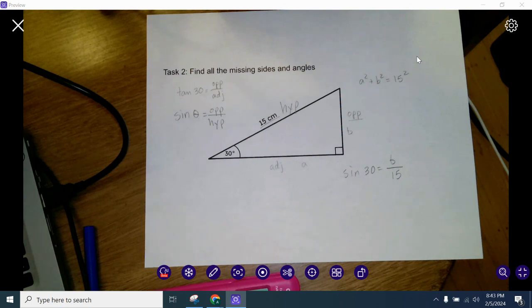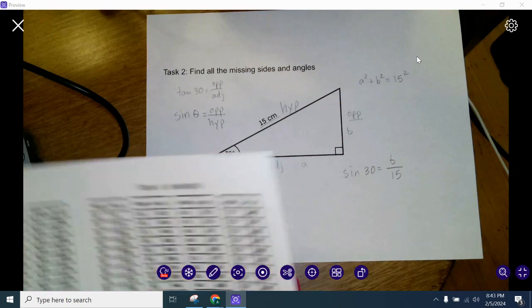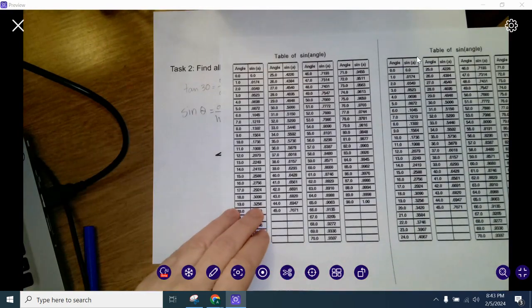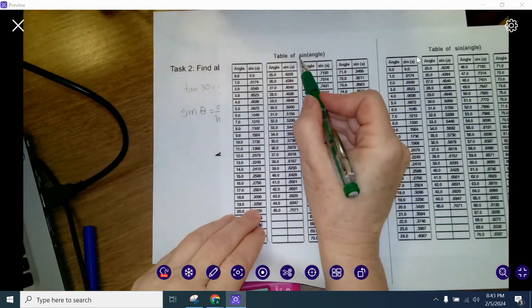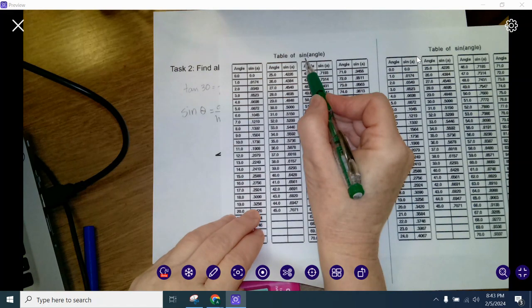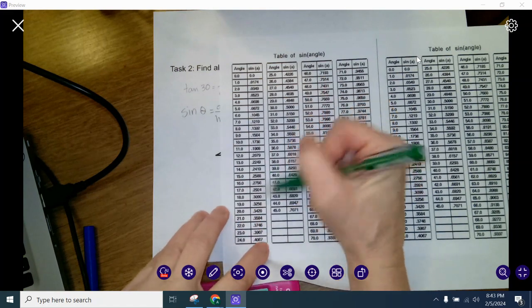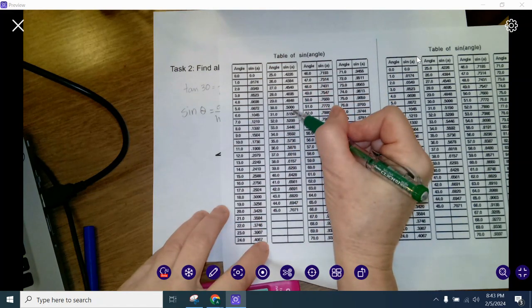I've left tables for you to use with the sub. So you can get your sine table. You notice this one says SIN, which stands for sine. The sine of 30 degrees, let's find it on here, 30 degrees. It's exactly 0.5.